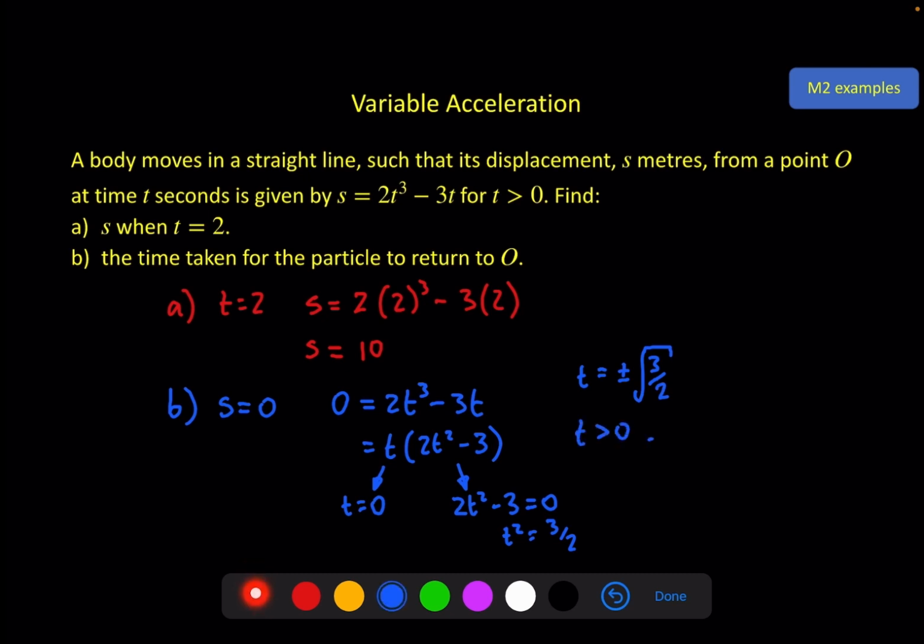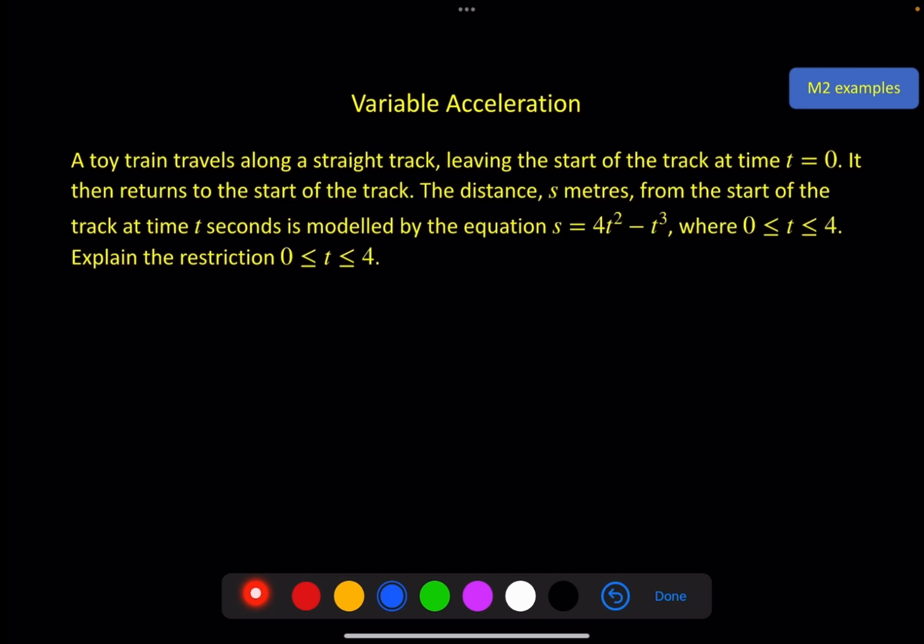T is greater than 0, therefore t is equal to root 3 over 2. Our second example has a similar feel to it, but is a very different sort of question.